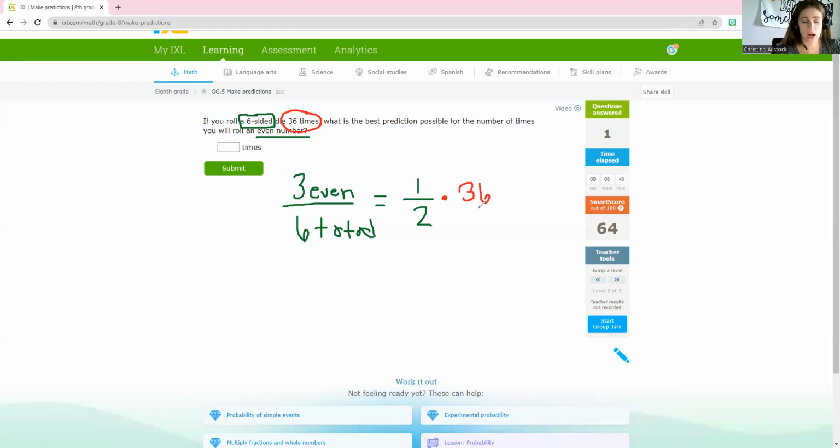It ends up working out the same as if you were to go ahead and set up a second fraction like we did on the last example and cross multiply. So here, if we take 1/2 times 36, that would be 36 over 2, and 36 divided by 2 is 18. So that means we can predict that we would roll an even number 18 times.